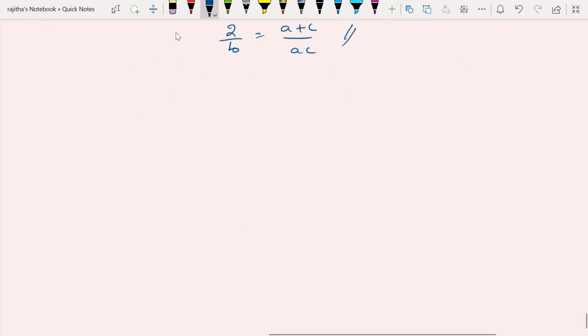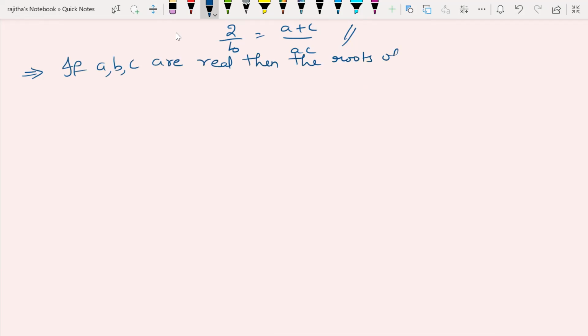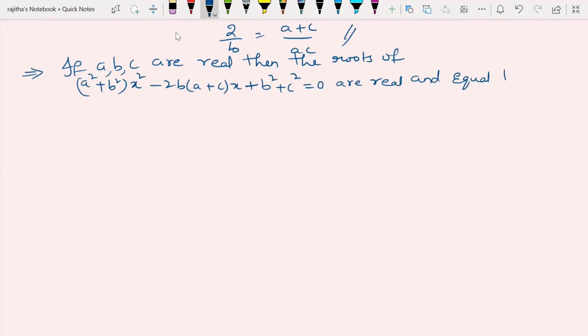Next, one more problem, the same model, one more type of problem. If a, b, c are real, then the roots of a square plus b square of x square minus 2b of a plus c of x plus b square plus c square is equal to 0 are real and equal, then a, b, c are in dash. See here, the roots are real and equal means delta is equal to 0. That means the discriminant is equal to 0. What is delta? That means b square minus 4ac is equal to 0.